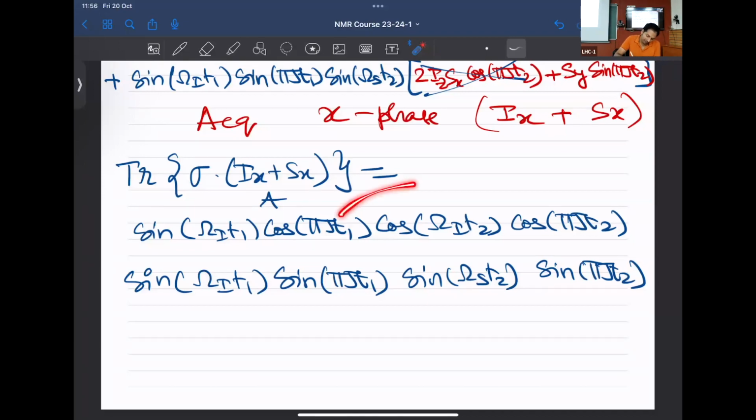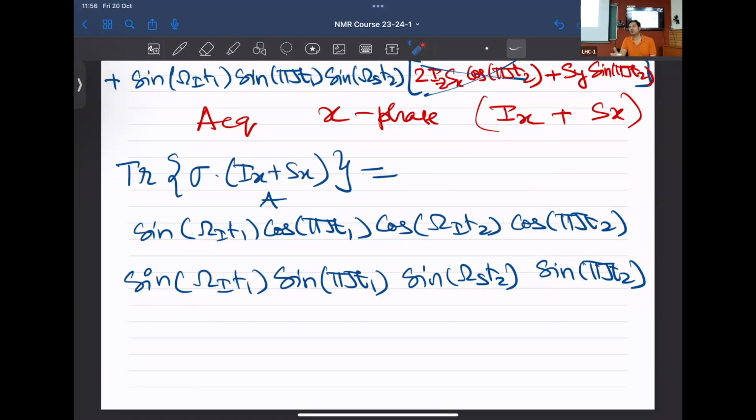Right? So one can always write this as sine of (omega I minus pi J times T1) minus... sorry, what is this? So this is sine A cos B, which is sine of A plus B plus sine of A minus B.